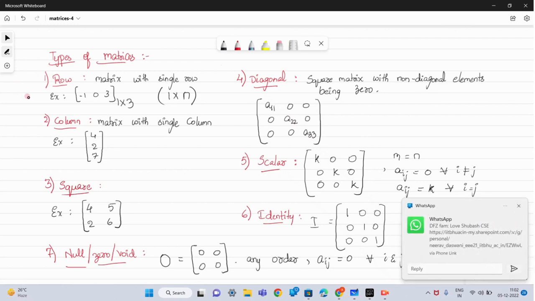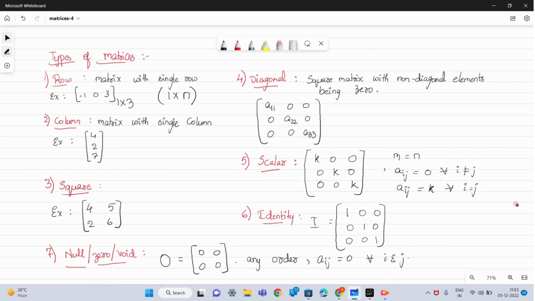Okay, next. Column matrix. A matrix with a single column but any number of rows. For example, this is an example which has 1 column but 3 rows. It is written as 3 cross 1. So generally, the order of a column matrix will be m cross 1. M is any number of rows, but n is 1 over here because it has just a single column.